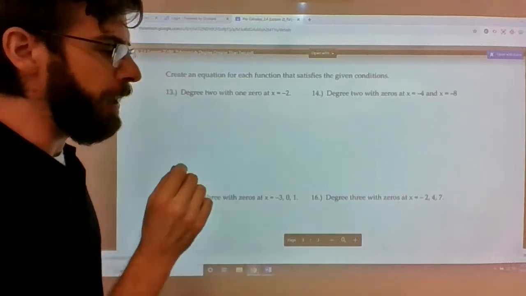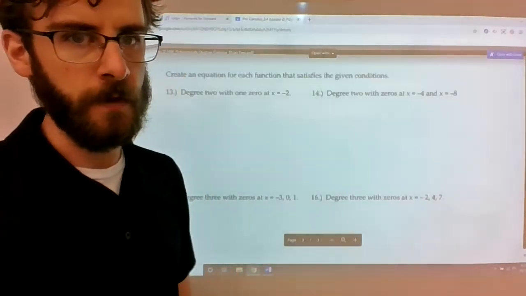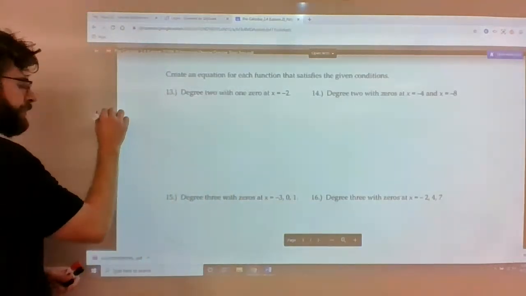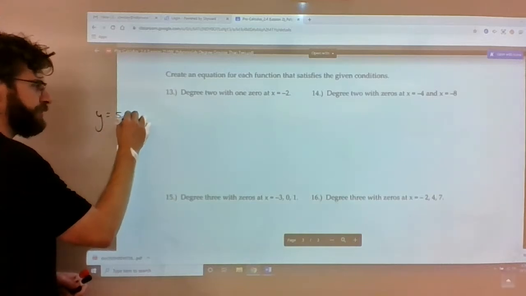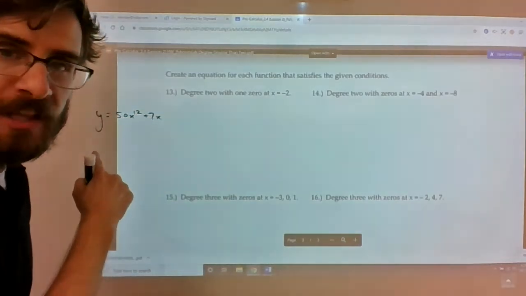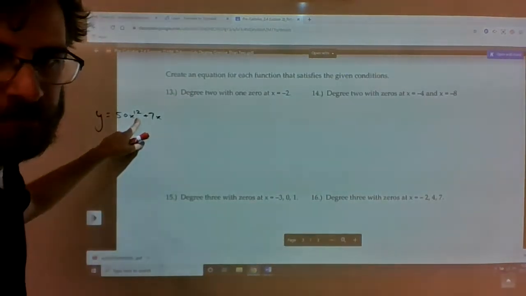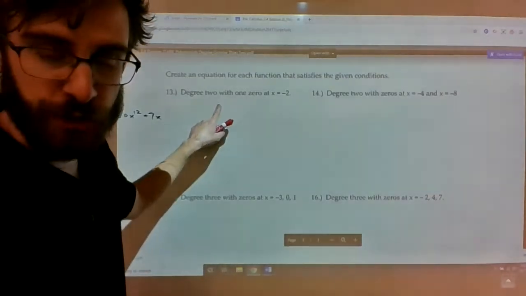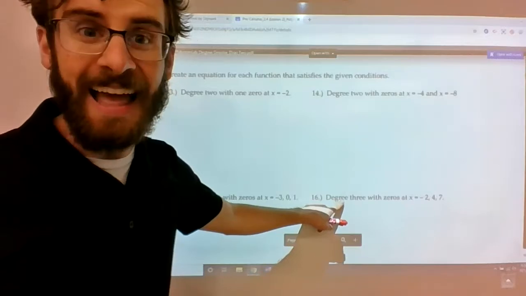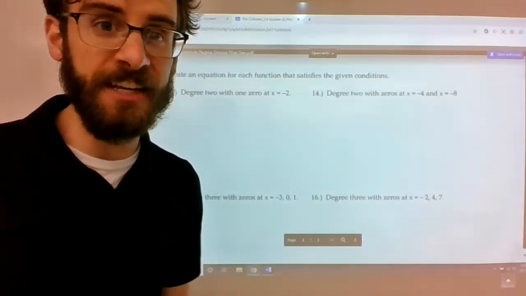So, the degree of any polynomial is its leading power, okay? Say you've got y equals 50x to the 12th power plus 7x. The degree of this polynomial is 12 because the leading power has an exponent of 12. So when they tell you you've got a degree of 2, that means x squared is your leading power. Degree of 3, x cubed is your leading power. Degree of 50, x to the 50 is your leading power.